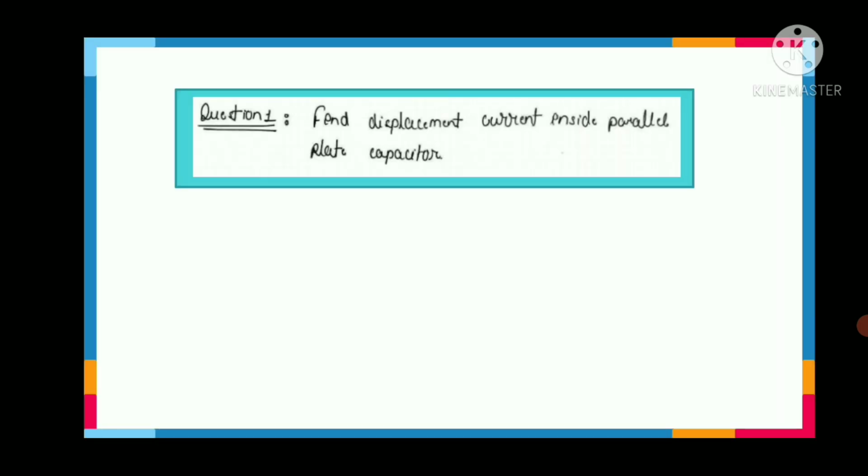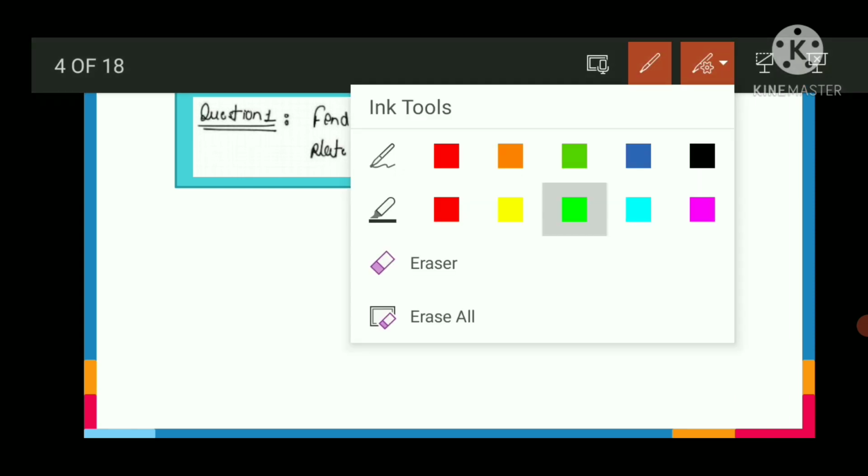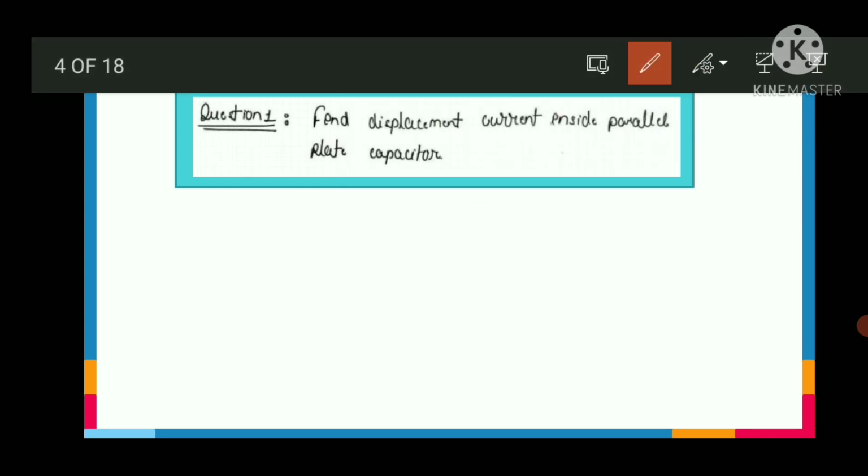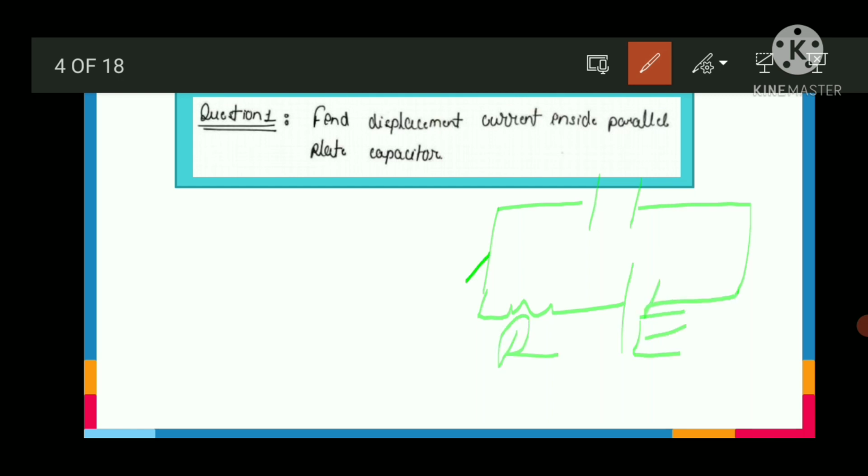So yes friends, our first question says find the displacement current inside the parallel plate capacitor. So friends, I think you are able to relate how we have to start. First, let me draw the figure. This is our capacitor, parallel plate capacitor, and this is our resistor, this is our battery. Let's say its EMF is E and its resistance is R, so that a current, let's say it is IC, flows in the circuit. Somewhere in between we have ID. This ID, displacement current, we have to find.